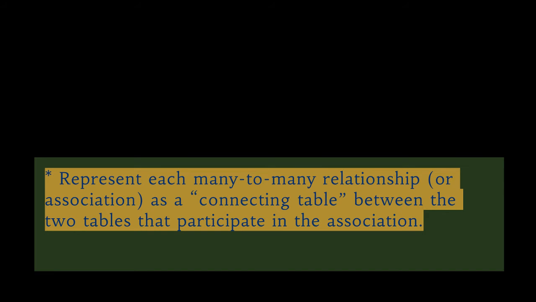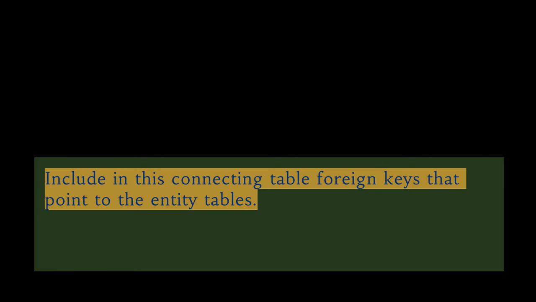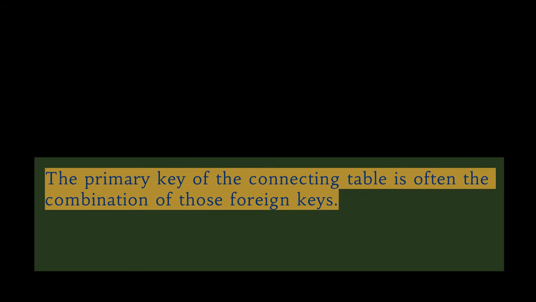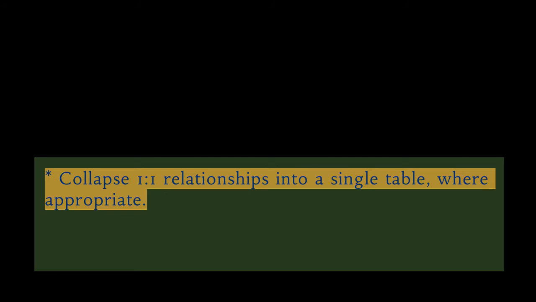Represent each many-to-many relationship or association as a connecting table between the two tables that participate in the association. Include in this connecting table foreign keys that point to the entity tables. The primary key of the connecting table is often the combination of those foreign keys. Collapse one-to-one relationships into a single table where appropriate.